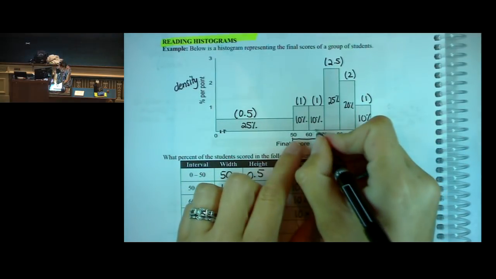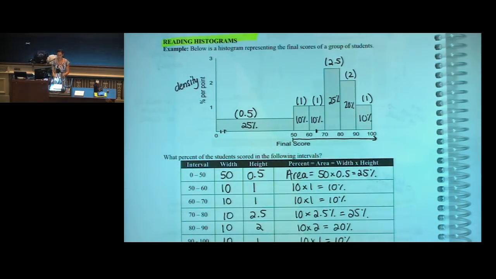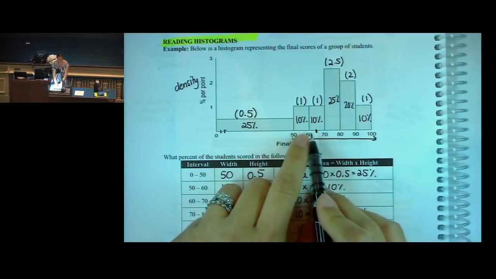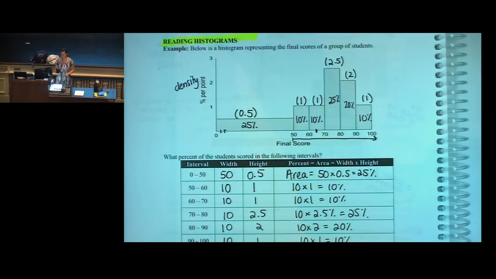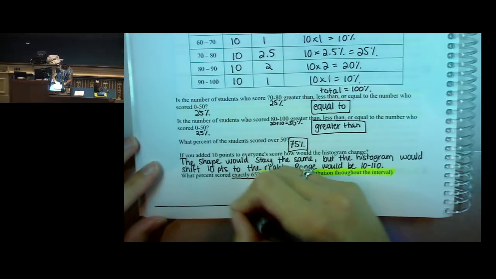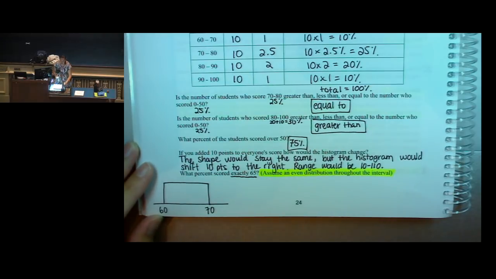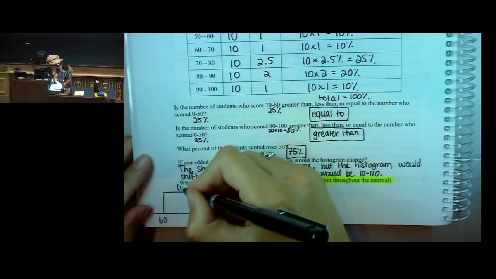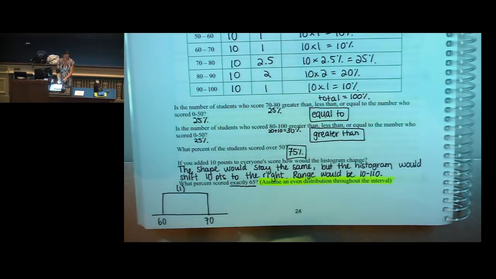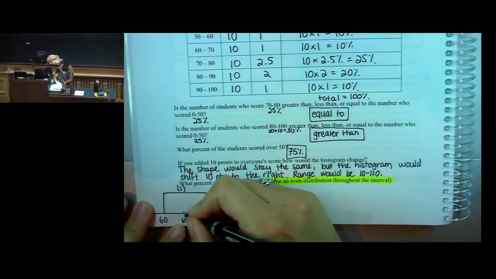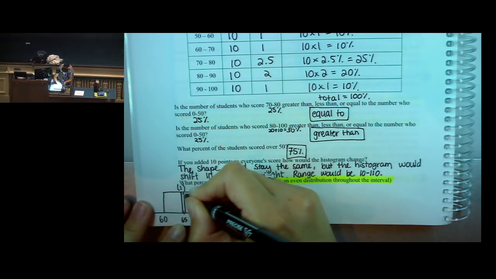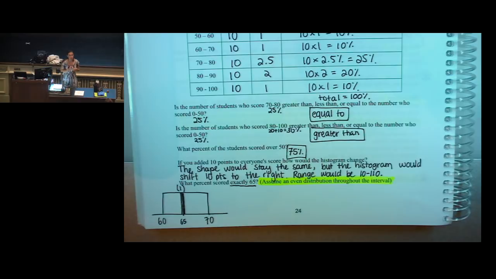All right, here's 65. I know from looking at this, 10% of students scored between 60 and 70. So that's the interval I'm concerned about. I'm going to draw it down here just so you guys can see it, but I'm going to make it big. So this is 60, this is 70, and then what was the height? 1. The height was 1. So we know 10% scored within this interval. They want to know, here's 65, what percent of students just got a 65? And they're saying to assume an even distribution throughout the interval.